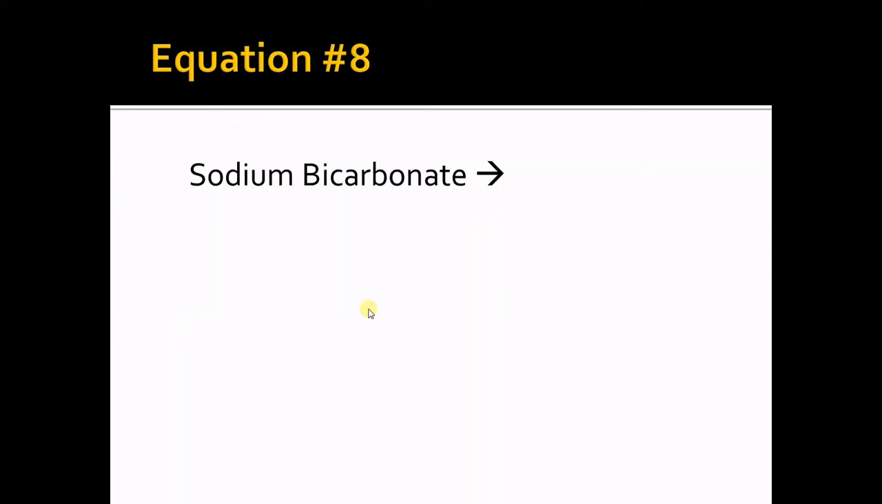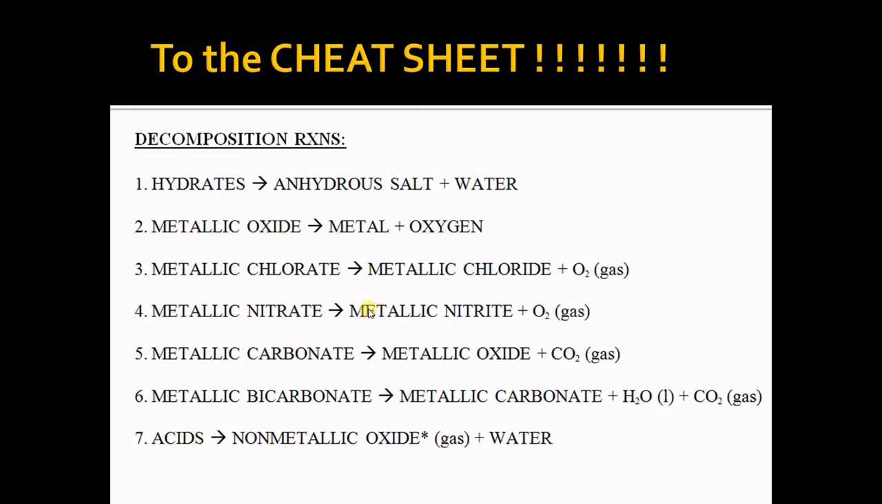Equation number 8, second to last one we're going to do together here. Sodium bicarbonate. So again, blue cheat sheet, figure out what kind it is. Sodium is a metal, right? So you have a metallic bicarbonate. That is number 6 on here. So products, you're going to actually have 3 of them here.